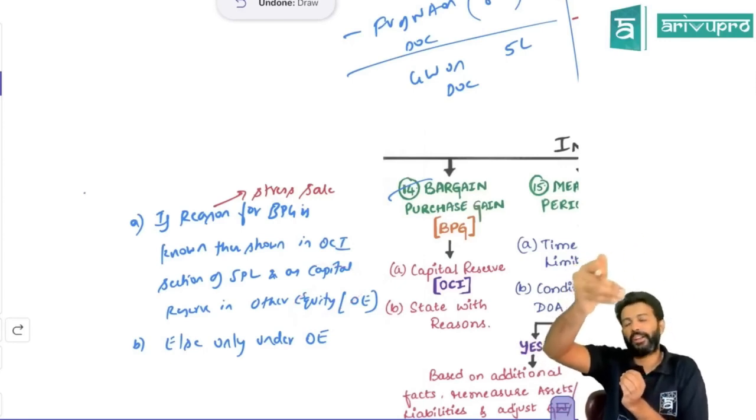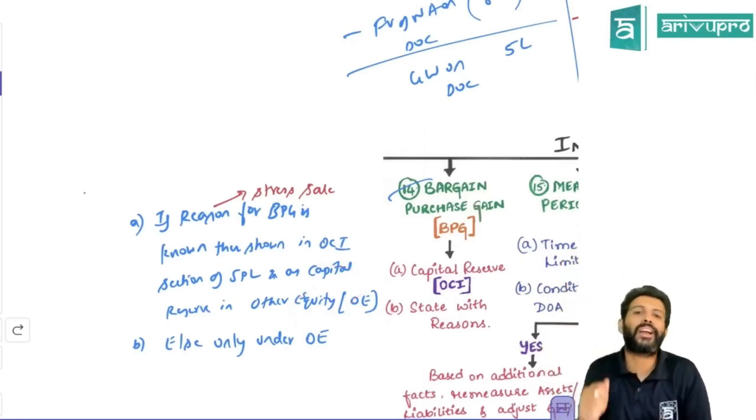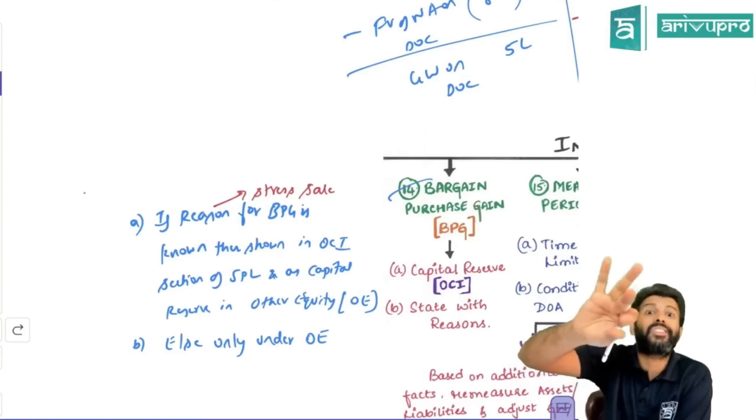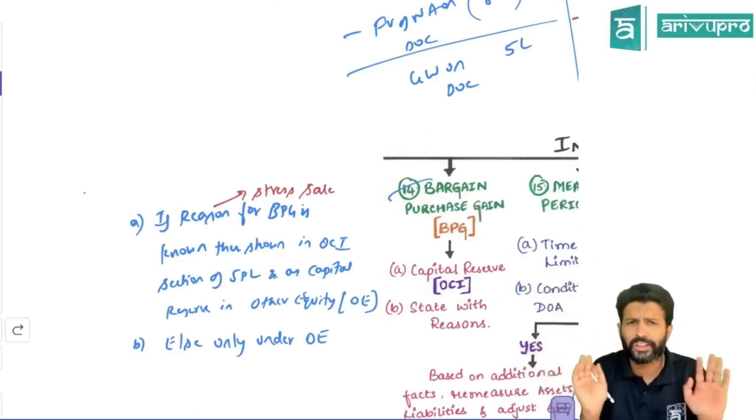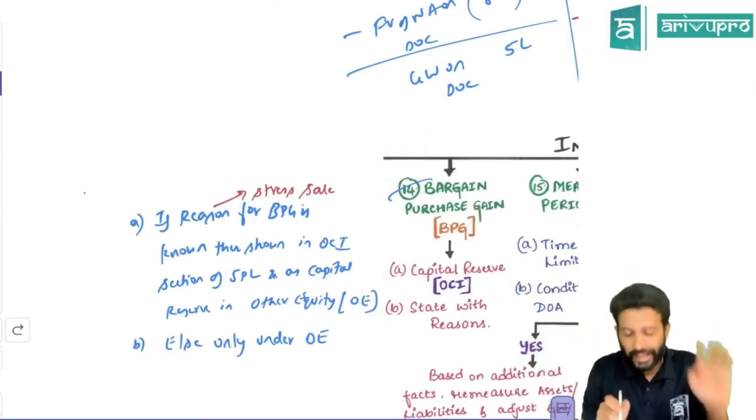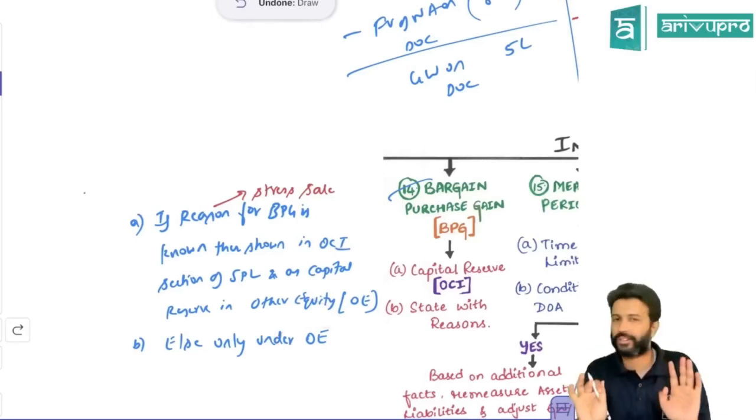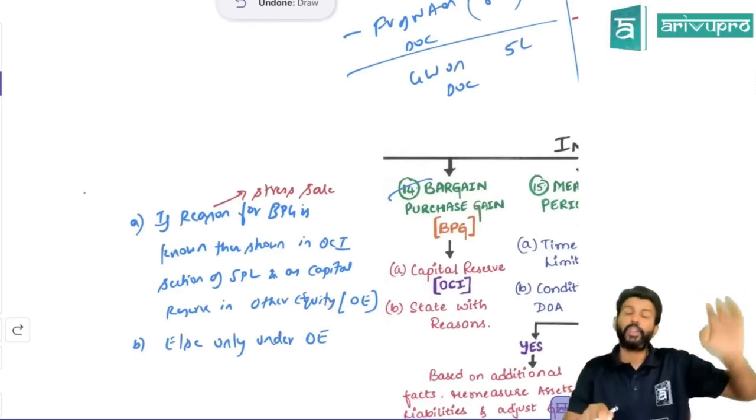SPL section under OCA, and as well as it will come in your balance sheet under other equity, if you know the reason why you got it. If you don't know the reason, then it will not come in SPL. You will only directly show it in other equity as capital reserve. You can't show it in the SPL section. Okay. So what could be the reasons?